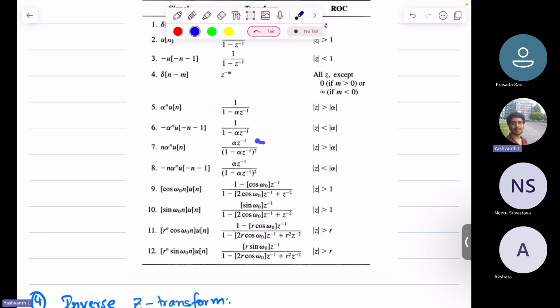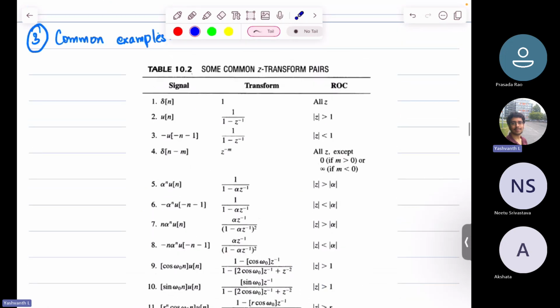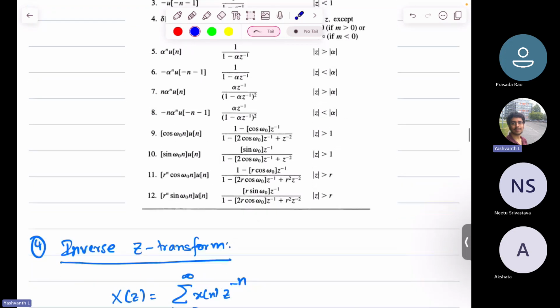So correspondingly, you will do a differentiation in your z domain, and the ROC will remain the same. Now you have cos omega, sin omega, then some modulation, r power n into cos omega, r power n sin omega. All those things you can find; you can do the computation. These are some Z transforms of some common signals.